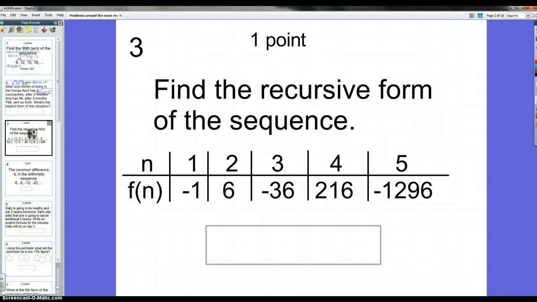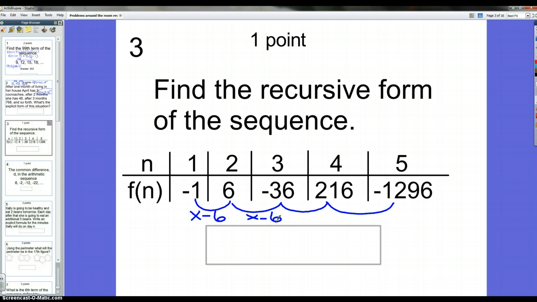This one, find the recursive form of the sequence. So we have to figure out what this is doing in this sequence here. 1 to 6 would be 5, well, negative 1 to 6 would be 7. And then it doesn't go up 7 again, so it's not adding. So it has to be multiplying, and on this one it's actually timesing. So a negative 1 to get to 6 would times by a negative 6. And so it's timesing negative 6 on all of those.